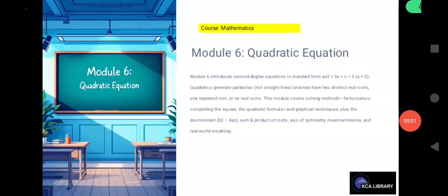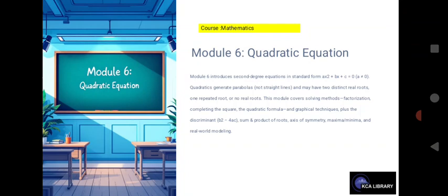We are now in module 6 of the mathematics course. In this module we'll study quadratic equations. This module introduces second degree equations. Quadratic equations are simply second degree equations that are in standard form.